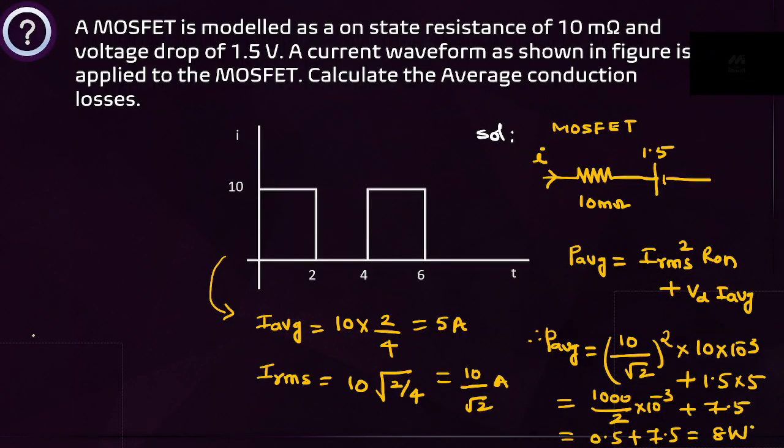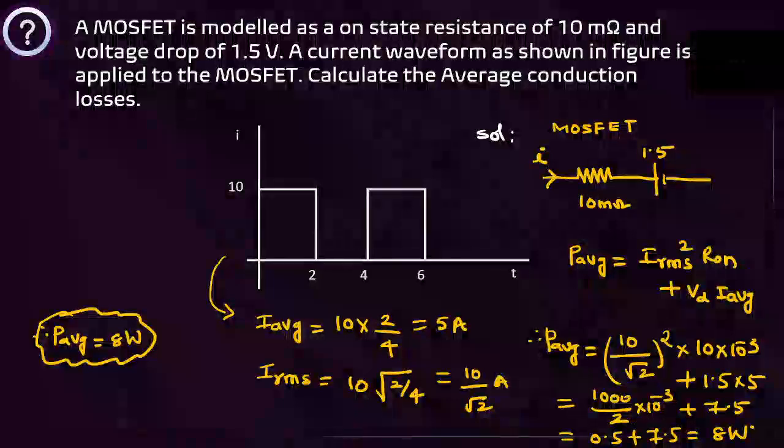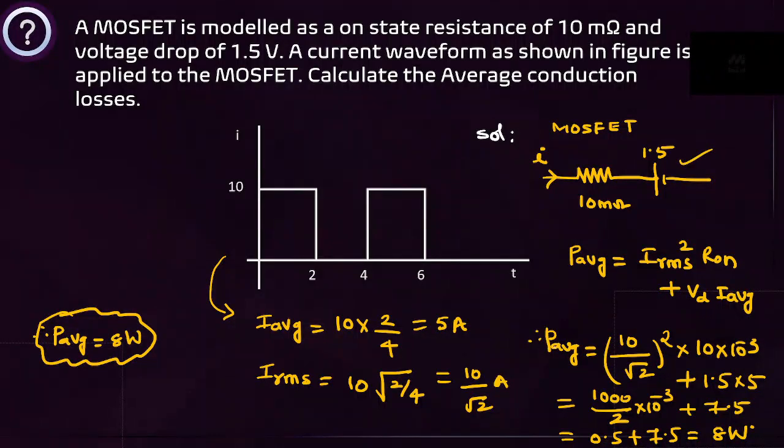Then in this case, the average power loss equals 8 watts. How do we calculate it? I RMS square into R on plus VD into I average. I RMS is 10 by root 2, that is 100 by 2, into 10 milliohms, gives 0.5. VD is the voltage drop, 1.5 volts, and I average is 5. So 7.5 plus 0.5 is 8 watts. Like this we have to calculate the average conduction losses in a device.